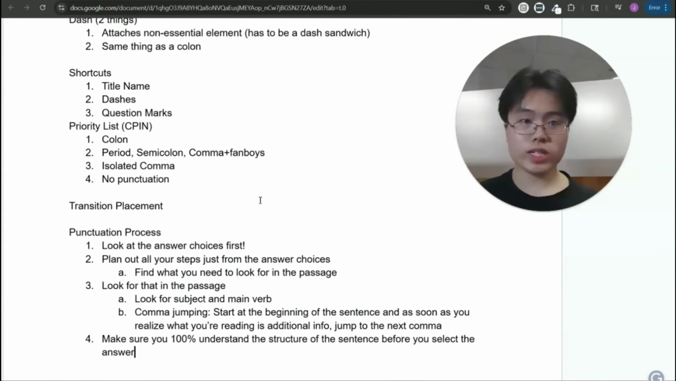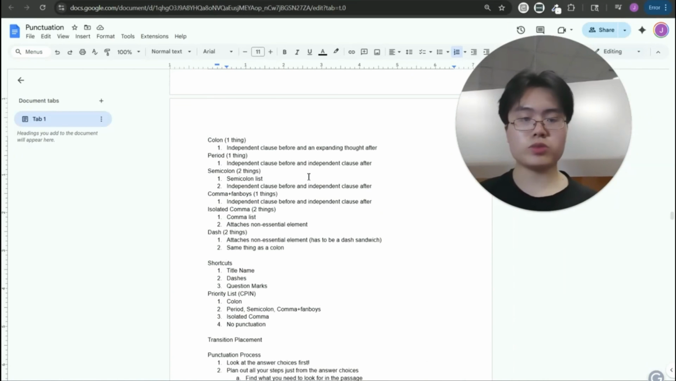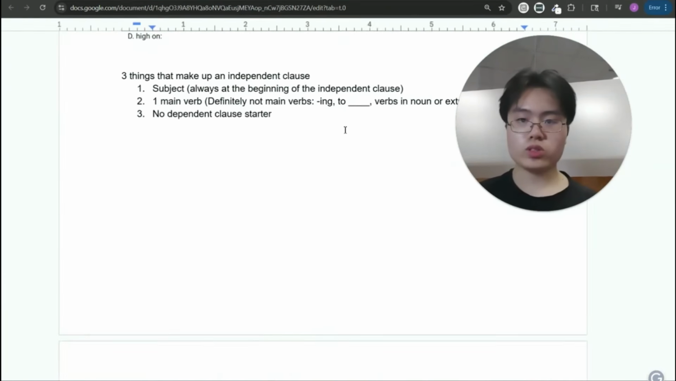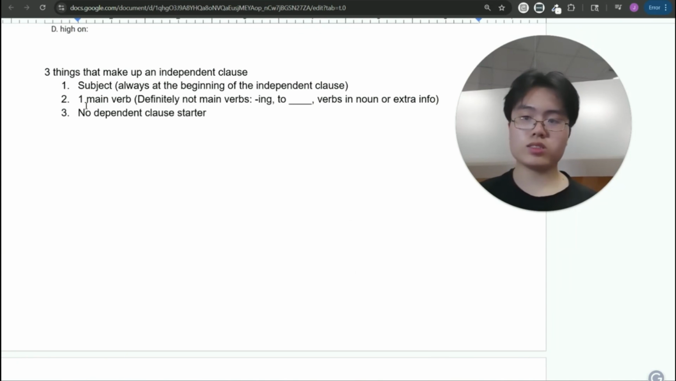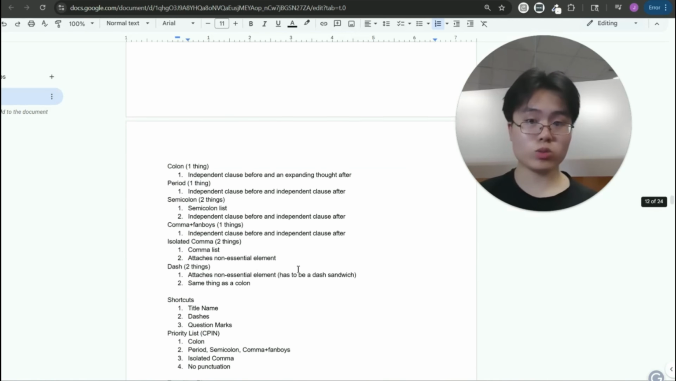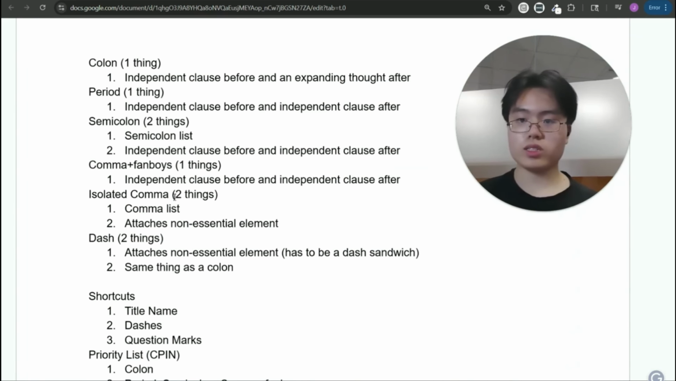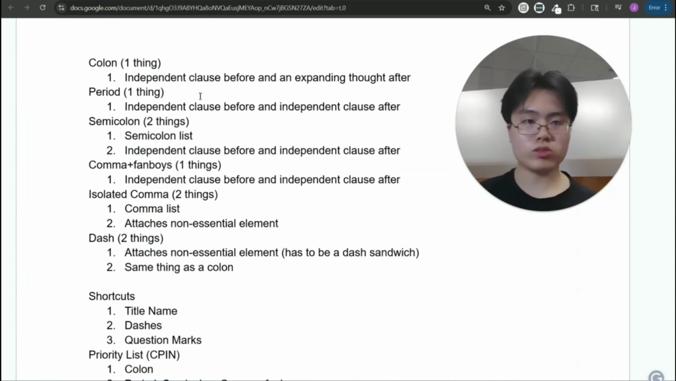And now let's do a quick recap of everything we went over so far in this video, because it's really important that you understand this before we go into the example questions. First of all, we learned how to find independent clauses. We had to look for three things. I guess it's two things and one thing that there can't be, really. But you have to know how to find these fast. Then we talked about the 6 punctuation marks on the SAT, specifically what to look for in the passage to know if that punctuation mark is correct or not.